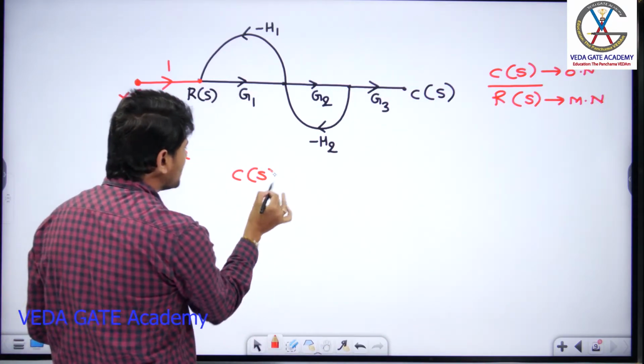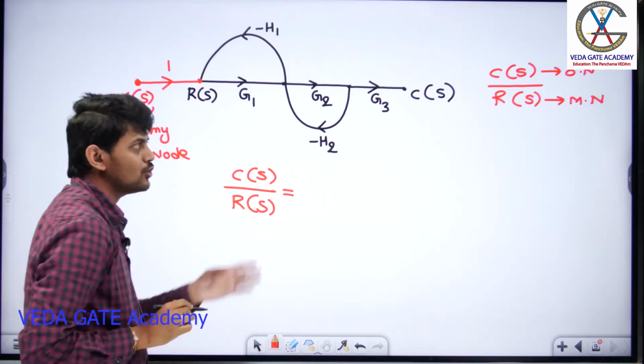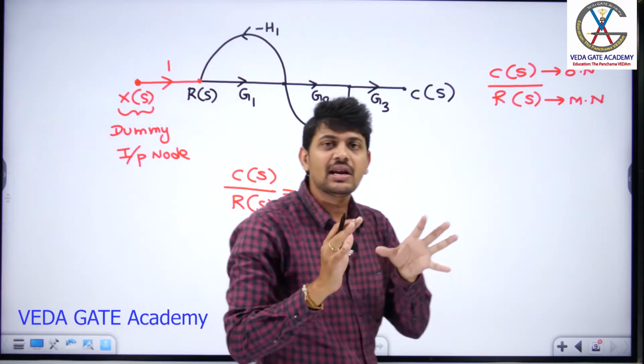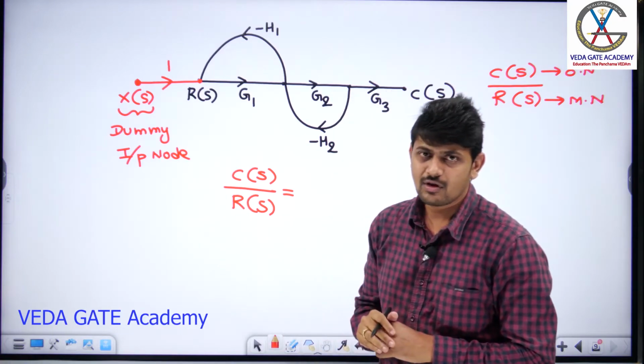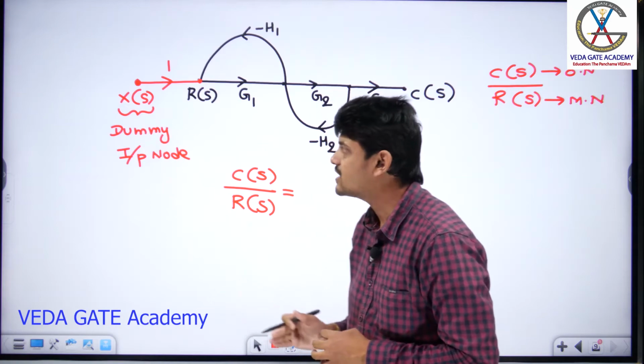So if I want to calculate C of S by R of S, here C of S is an output node and R of S is a mixed node. What I will do is try to rewrite this given expression in terms of the input node of the system. What is the input node of the system, guys? Here we have created a dummy input node. What is that dummy input node?